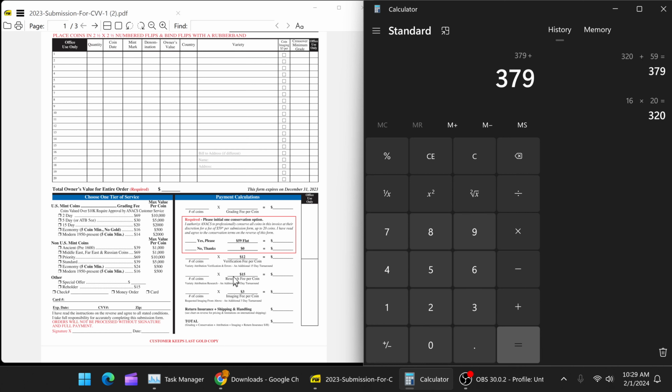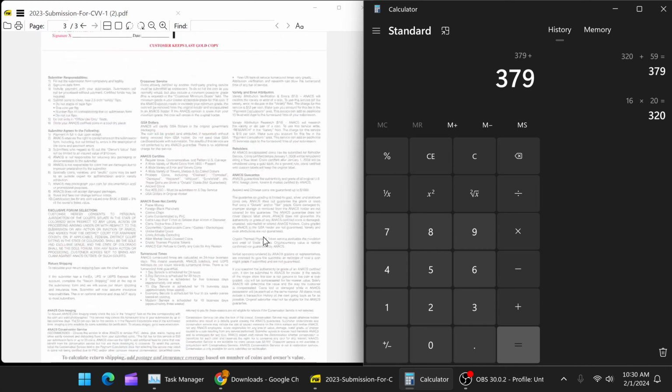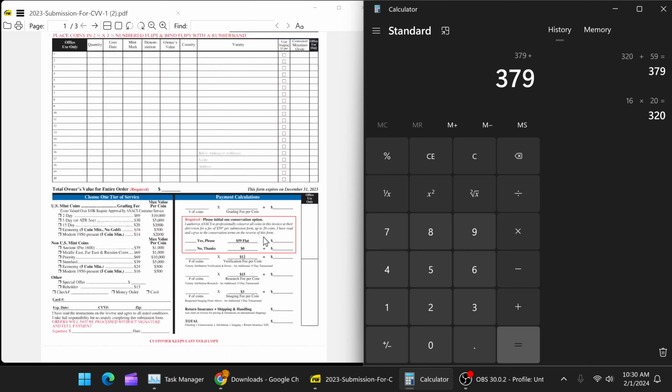Now, this is what I needed clarification on from the person at ANACS. Was it ANACS? Okay, so I'm saying that right. Conservation: I authorize ANACS to professionally conserve all coins in this invoice at the discretion for a fee of $59 per submission form up to 20 coins. I have read and agreed to the conservation terms on the reverse side, which is down here, but right now we're here. So that's the $59. We're at 379.